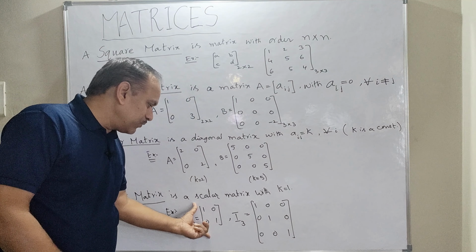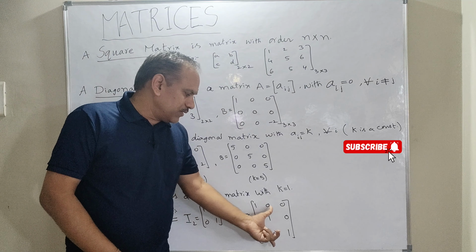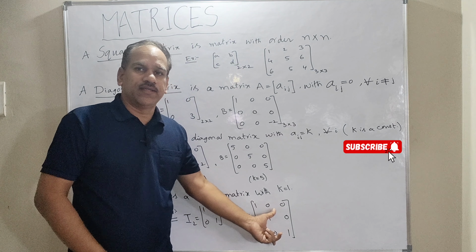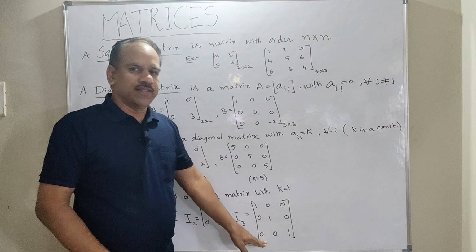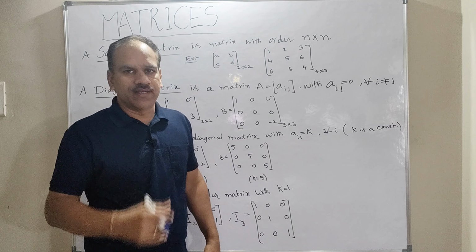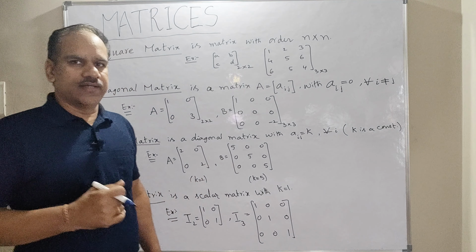So this is a 2 by 2 identity matrix. This is an identity matrix of order 3. So we denote this by I2. We denote this by I3. So an identity matrix of order n is denoted by In.